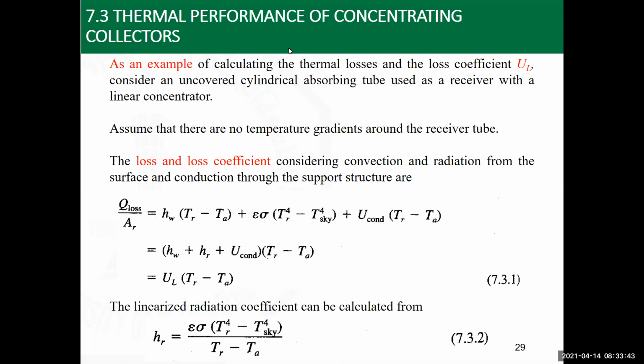The expression of HR, which is the linearized radiation coefficient, is given here in equation 7.32, which is a way to avoid the high order of temperatures and represent radiation in a form somewhat similar to the way we represent convection. But HR is not a heat transfer coefficient by physical meaning. It is just an analogy to reach an expression similar to what we do in convection analysis, and that leads to a simplified way of writing the equation.